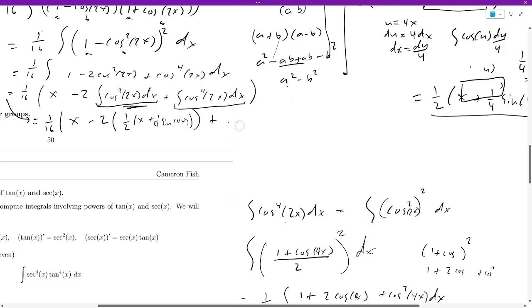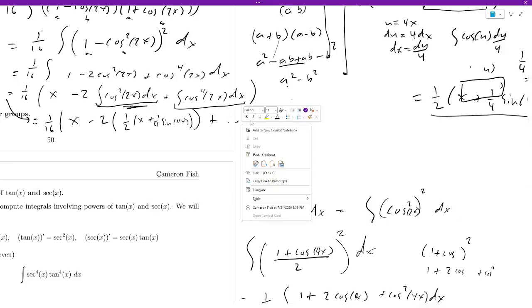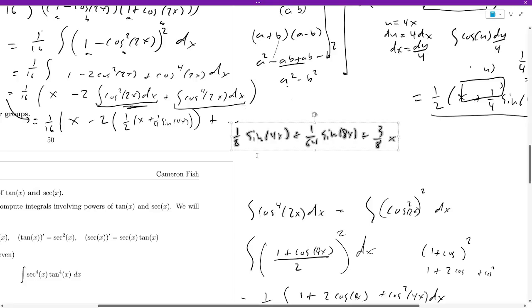How do I... Sorry, I forgot how to paste. Paste? Okay, great.